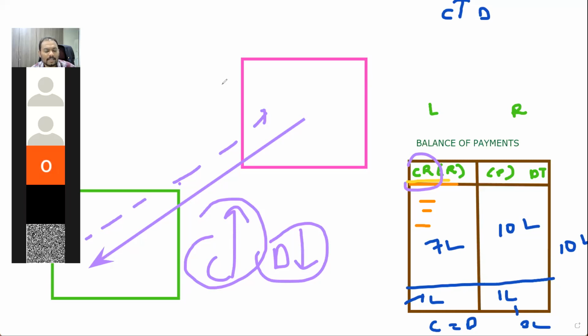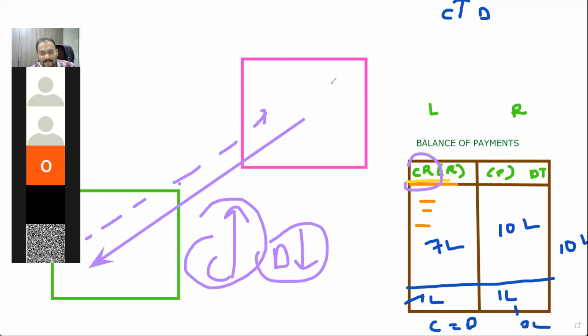Increase exports and decrease imports. Everyone clear? Yes, sir. Okay, so keep that logic in mind as I proceed explaining the further concepts. The most important way by which we correct our disequilibrium is to increase your exports and decrease your imports. By increasing exports, you can increase your credit. By decreasing your imports, you can decrease your debit or your payments, and thereby you can correct your disequilibrium.